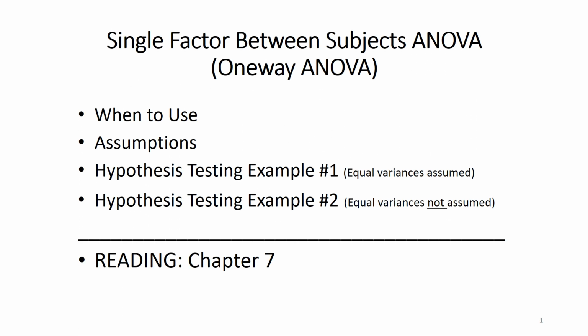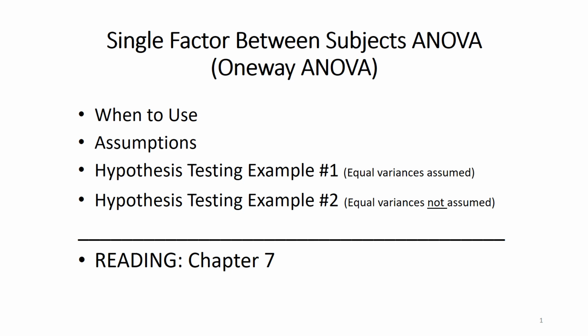Welcome back, everyone. In our last lecture, we introduced you to ANOVA and the F distribution. Now it's time to start using ANOVA to run some actual statistical tests. So the first test that we're going to talk about here is what is known as the one-way ANOVA, or more technically known as the single factor between subjects ANOVA. So that's going to be the goal of this particular lecture.